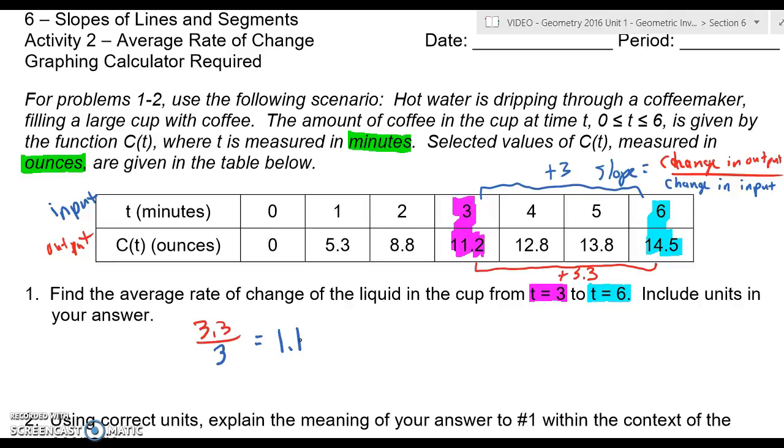So we have part of what we need, but we also need to include units in our answer, and this is why we highlighted those above. Our output was in ounces, and our time was in minutes. So this is 1.1 ounce per minute. And that's our average rate of change.